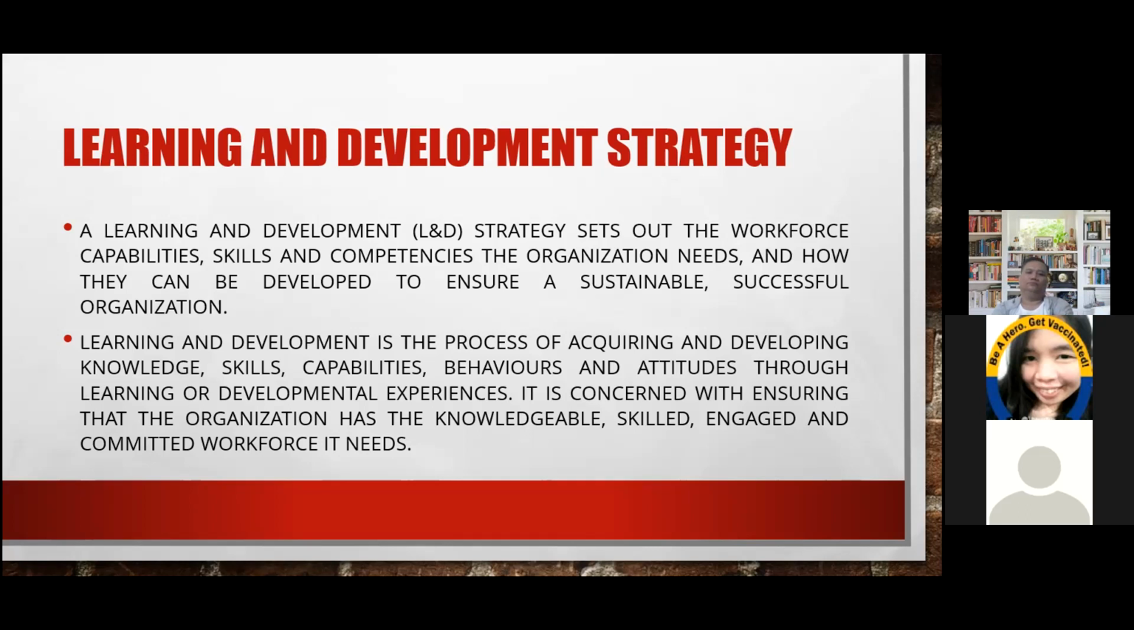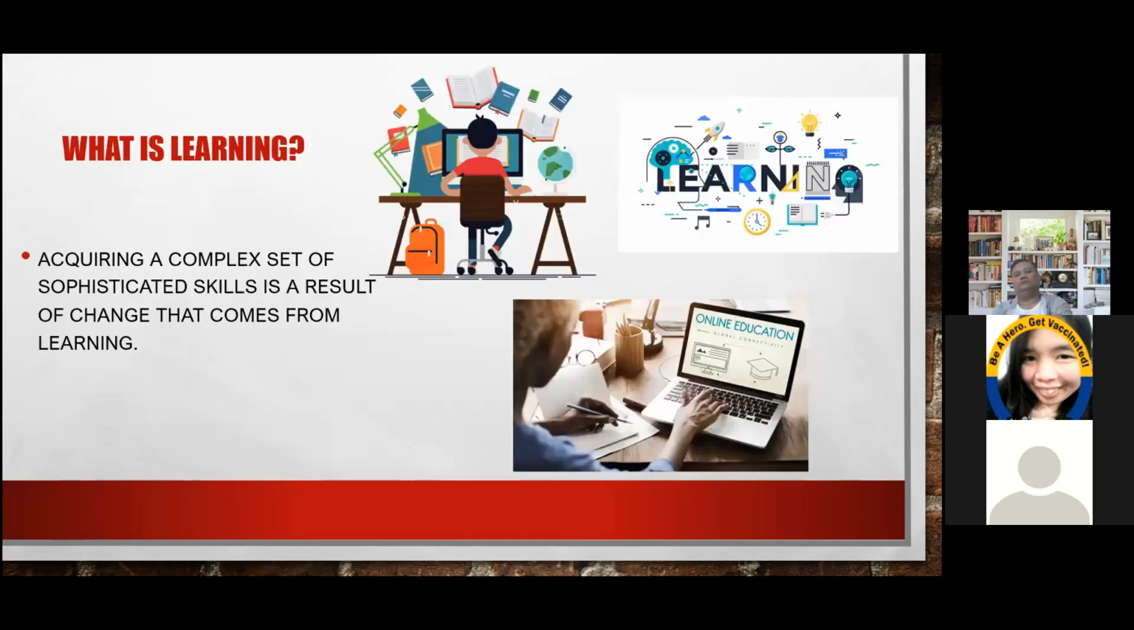So the two keywords of this strategy are learning and development. What is learning? Learning is how a person acquires and develops new knowledge, skills, capabilities, behaviors, and attitudes. As explained by Honey and Mumford, 1996, learning happens when people can demonstrate that they know something that they did not know before, and when they can do something they could not do before.